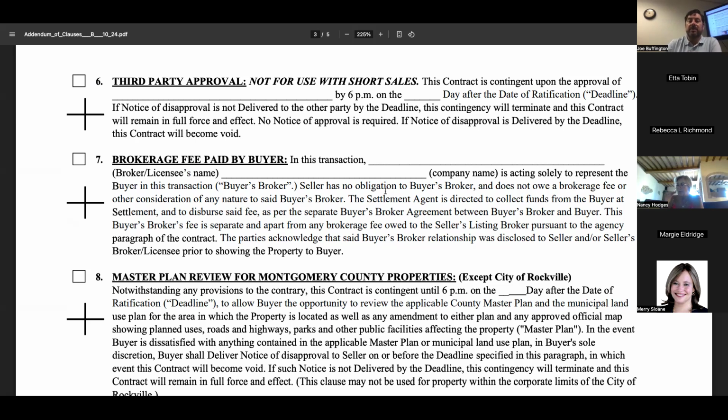So basically at the end of that deadline, if there's no communication and there's not a disapproval, then it's considered approved and the contract moves forward. This is not one that dies if approval doesn't happen. Just in case short sales do come back, the way short sales are written is that it dies if by the deadline they don't get approval. And that's why it says do not use this for short sales. So with this third party approval, the contingency will die at the end of that, and the contract goes forward.